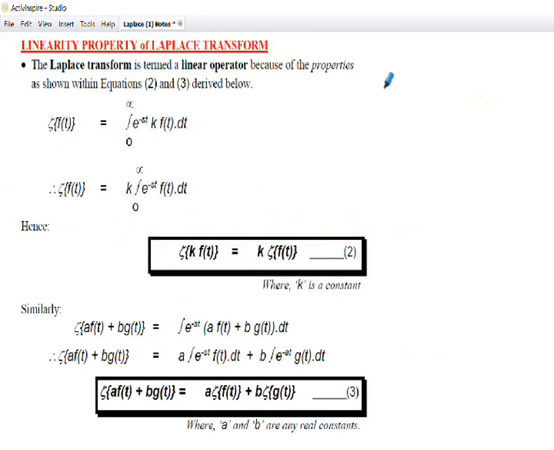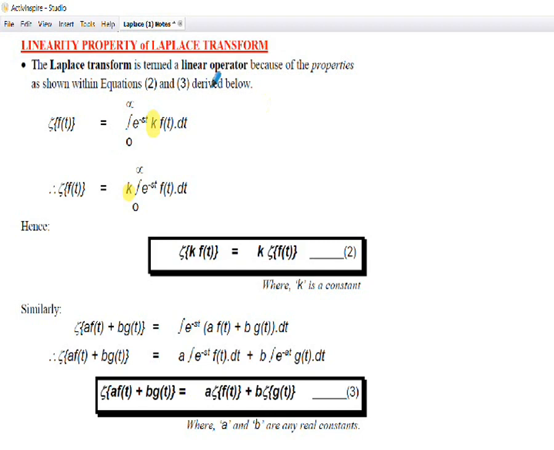We also need to be aware of the linearity property of Laplace transforms. This is no different to what we've come across in our standard integration process. If we have a constant inside an integral, it's literally just factoring up the function of t, that constant can be taken outside the integral.